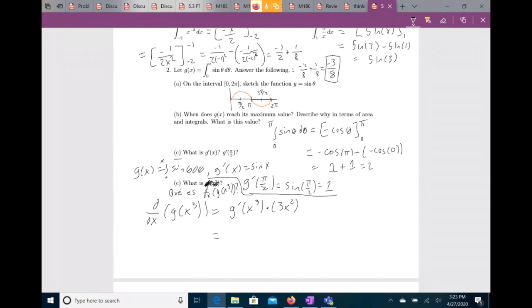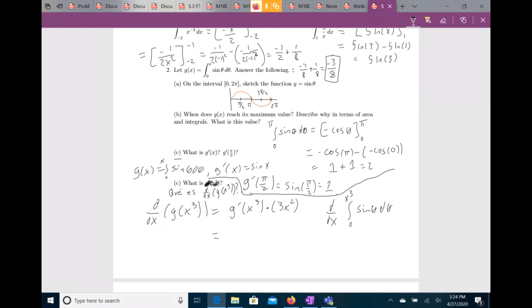All right. So the idea here is you're just using the chain rule, right? And another way of rephrasing this question, which would be a more common way of writing it, would be what is the derivative of the integral from 0 to x cubed sine theta d theta? Okay, and it works out the same way as if it was just x, basically. You just have to remember to multiply by the derivative of x cubed at the end.